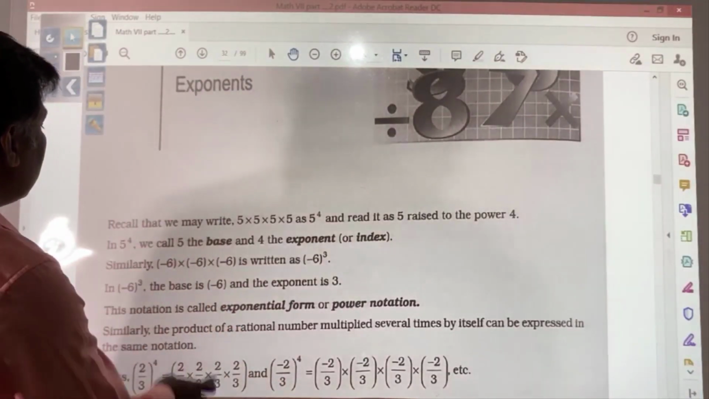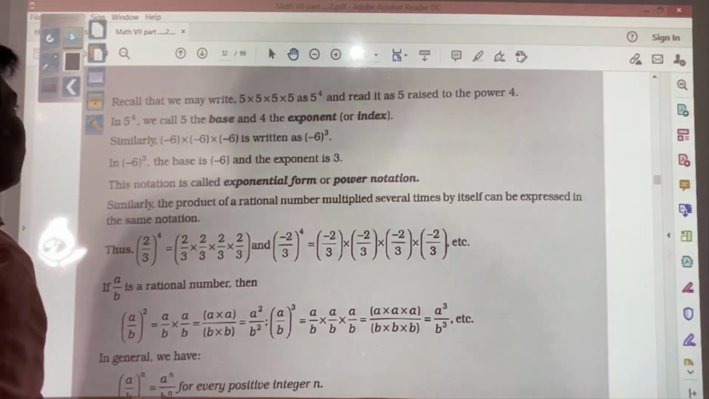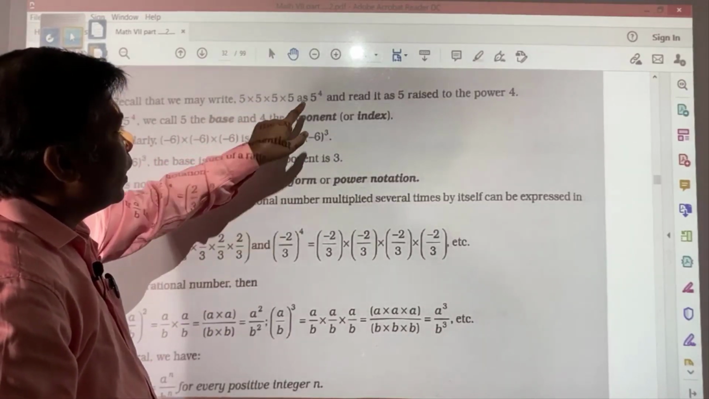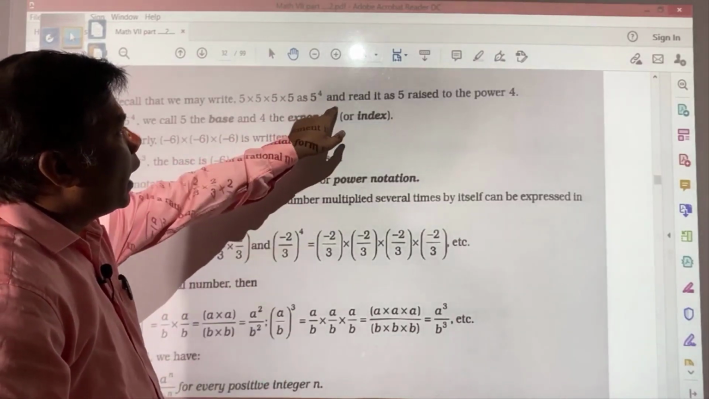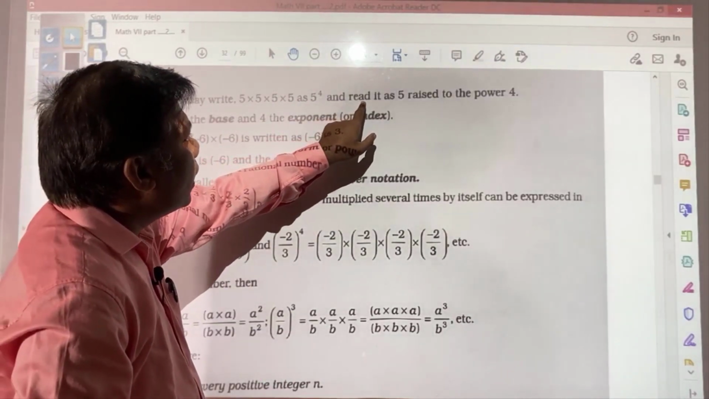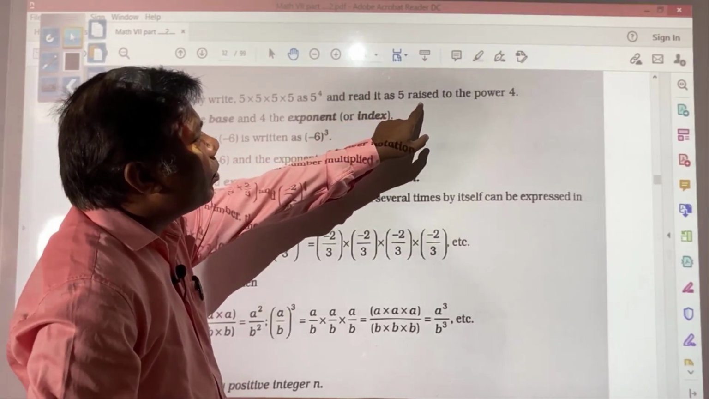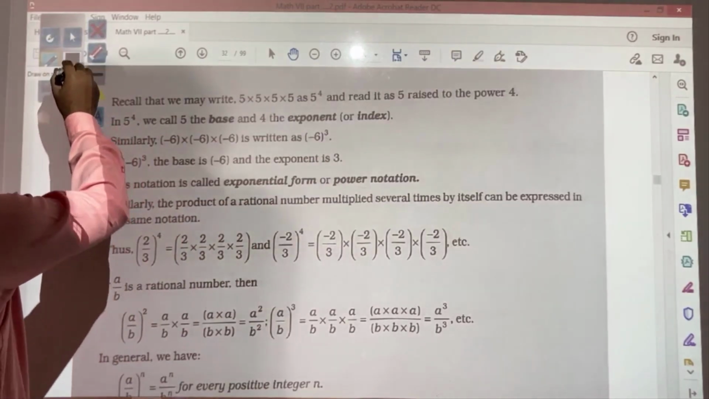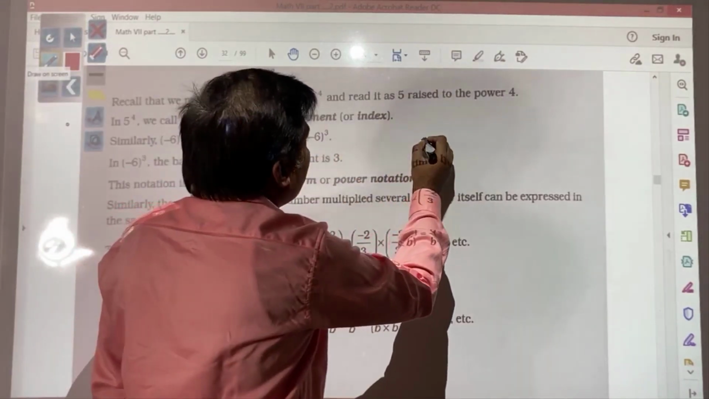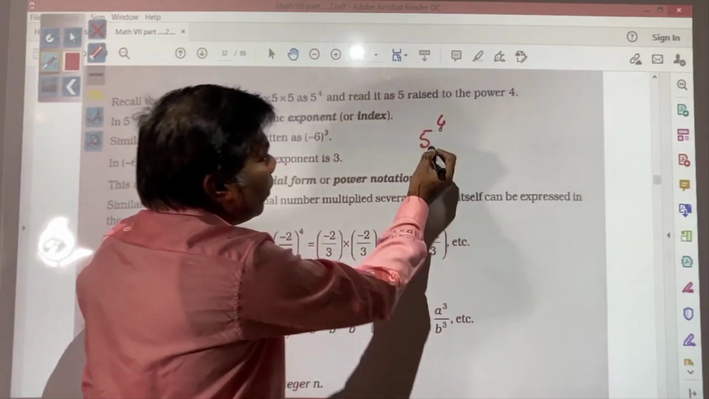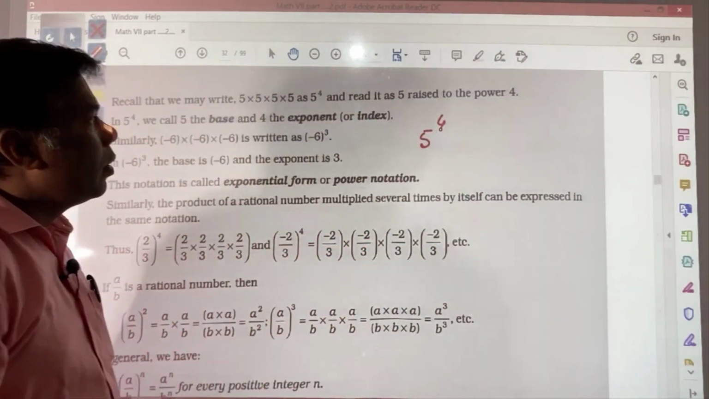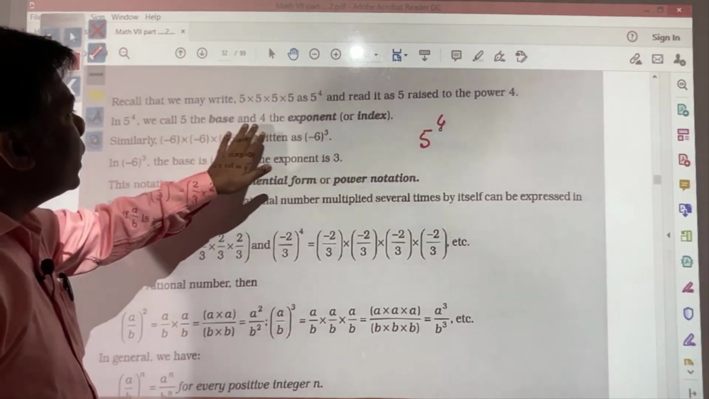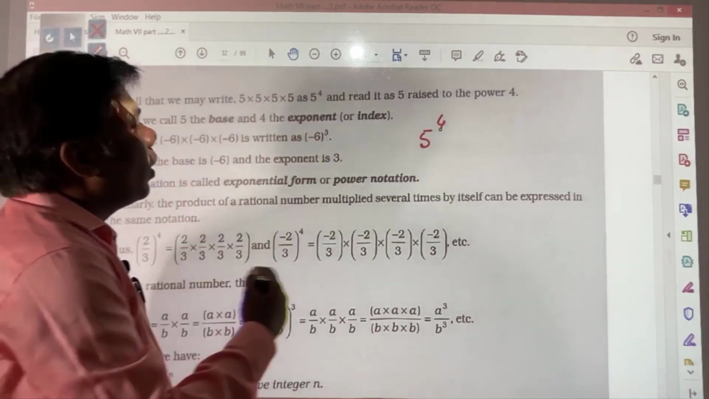Here we have exponents. Recall that we may write 5 into 5 into 5 into 5 as 5 to the power 4 and read it as 5 raised to the power 4. Or simply we say 5 to the power 4. We call 5 the base and 4 the exponent or index.